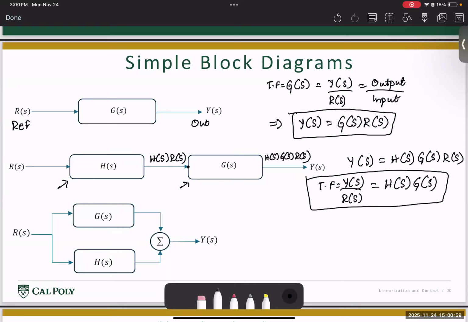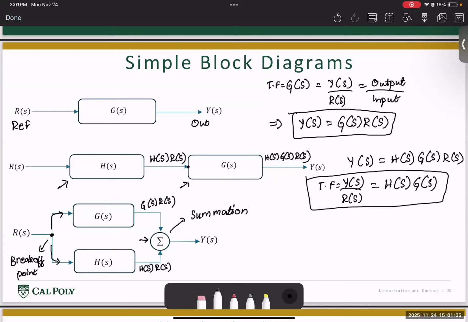Now, what happens if two blocks of the system are connected in parallel? Then here, analyzing this point, which we're going to call the break off point, the signal that goes in here is still R of S. The signal that goes here is R of S. Then here the output is G of S times R of S, and here the output is H of S times R of S. And then these two get combined into a block, which we call the summation block.